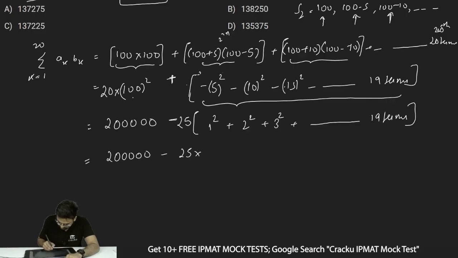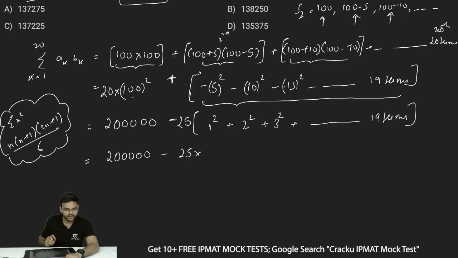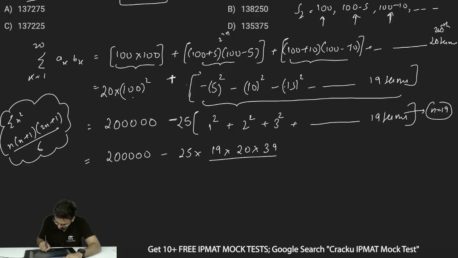minus 25 into summation of n square, which is given by n into n plus 1 into 2n plus 1 by 6, where n represents the number of terms up till which we have to find the sum of the squares. So in this case n is 19. So this will be equal to 25 into 19 into 20 into 39 divided by 6.